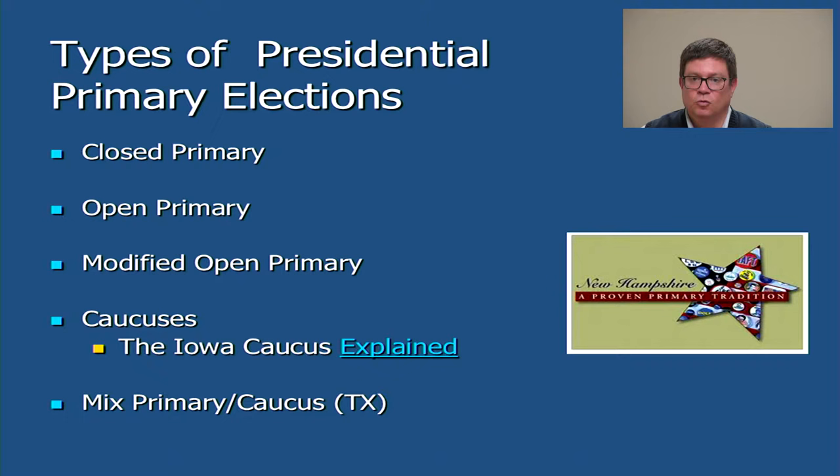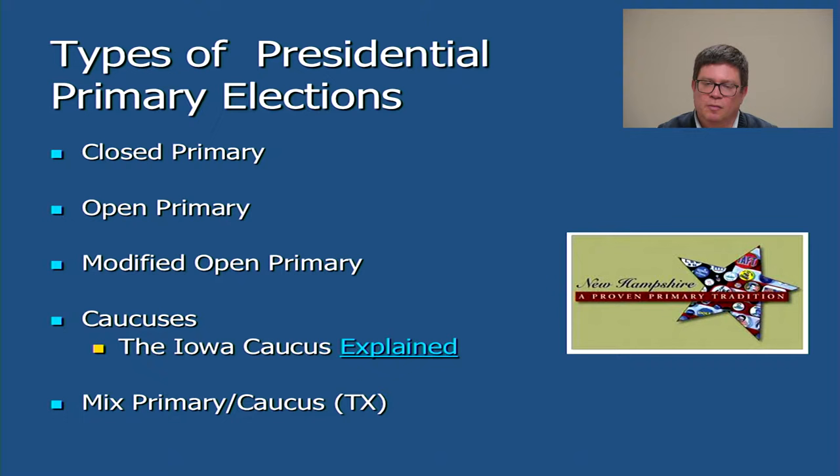Now, the idea behind a closed primary is that it makes sense that people who are Republicans should be the people choosing the Republican candidate. It makes sense that people who are Democrats should be the ones choosing the Democratic candidates. And that's the idea behind a closed primary. Now, that's not the way it is in every state.